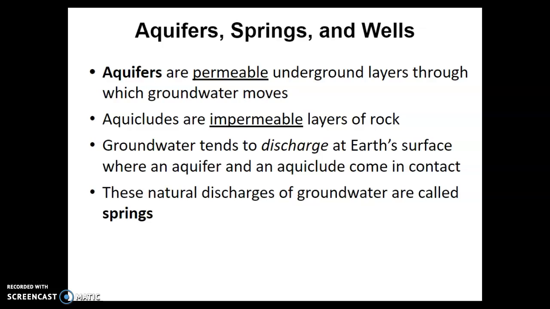So groundwater will tend to discharge, meaning come up out of the earth, where an aquifer and an aquiclude come into contact. Now let's stop and think about that for a minute and why that would happen. So as your groundwater is moving beneath the ground, if it comes to an aquiclude where water can't pass through, it's going to have to go somewhere because the water is still flowing and there's still pressure behind the movement of that water. So if it comes into contact with an aquiclude and it can't pass through it, it's going to be forced upwards out of the surface of the earth and then become surface water. So when this happens, we get a natural discharge that's known as a spring.